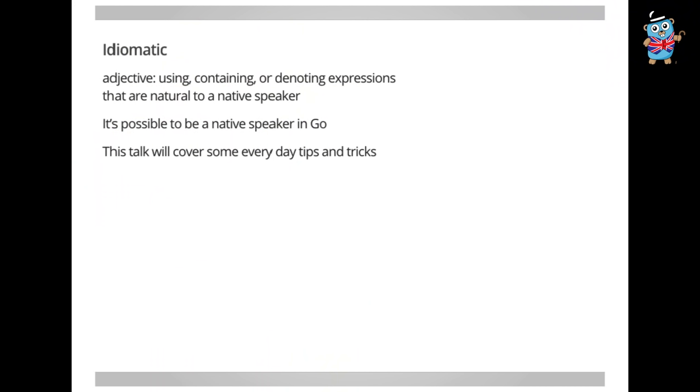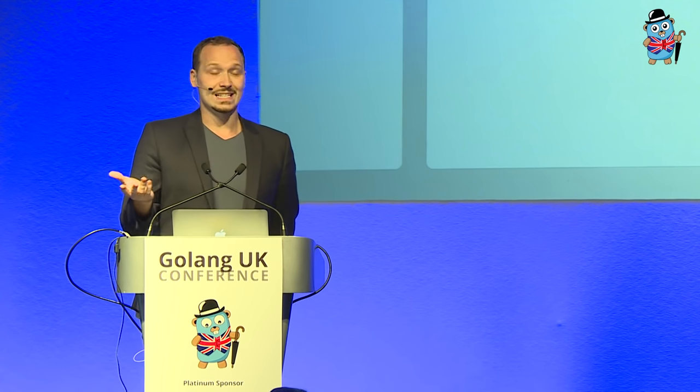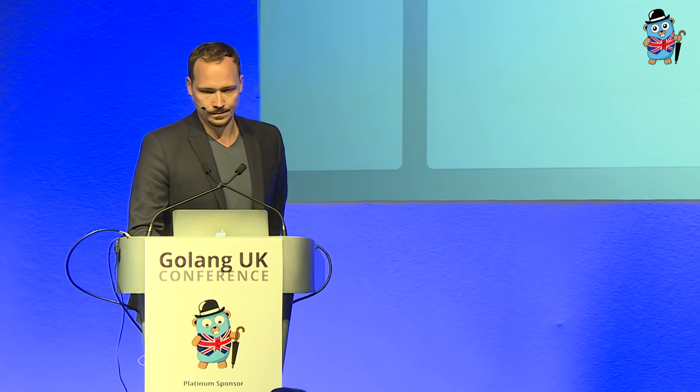So, cool. Idiomatic Go tricks then. Idiomatic is basically things that are phrases that are natural to a native speaker, and I think it's possible to become a native speaker in Go. And that's what I'm going to do. I'm going to share some of my favorite bits and pieces. Some you might like, some you might not. I'm interested to hear either way.